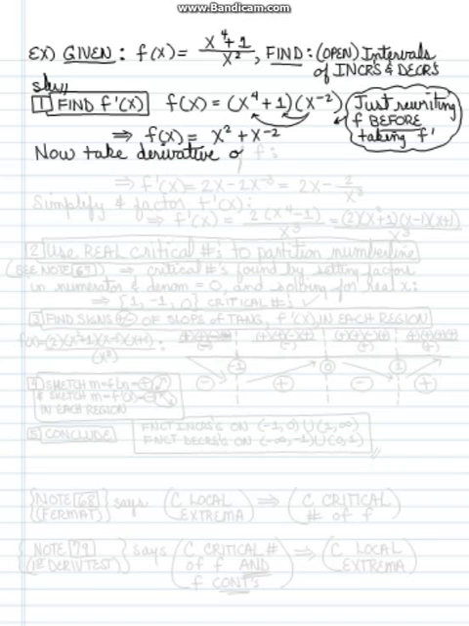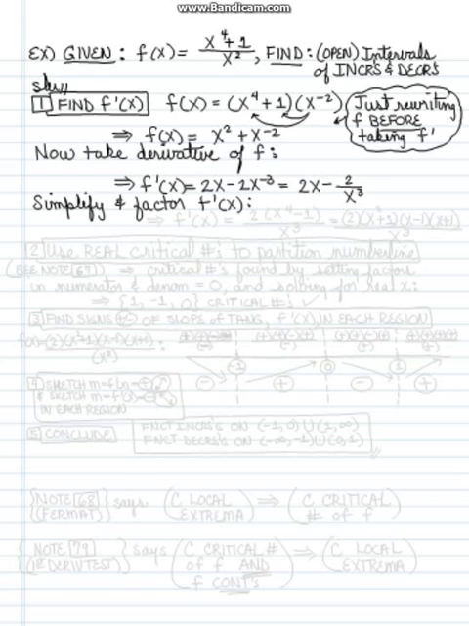Now take the derivative: f prime of x is equal to 2 times x to the first minus 2 times x to the negative 3. Those were two applications of the power rule. And then I wrote it as (2x minus 2) over x cubed.